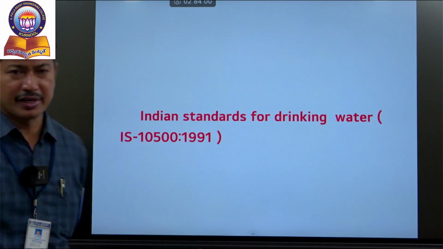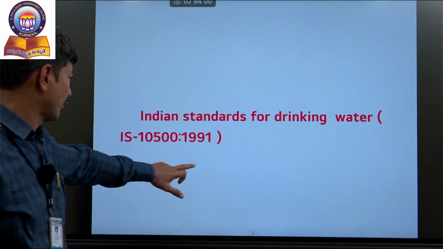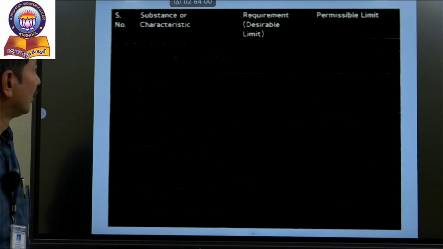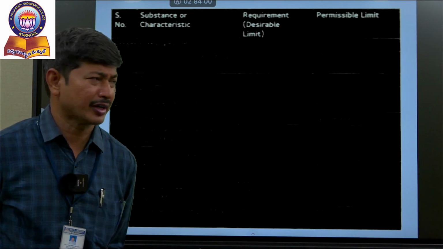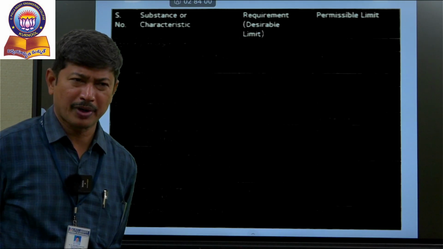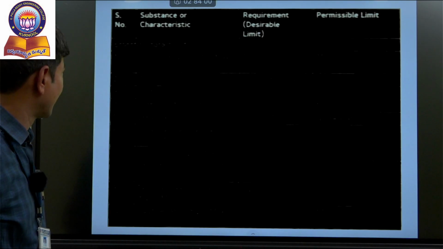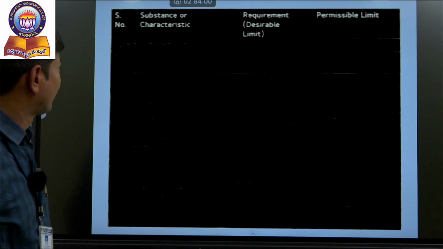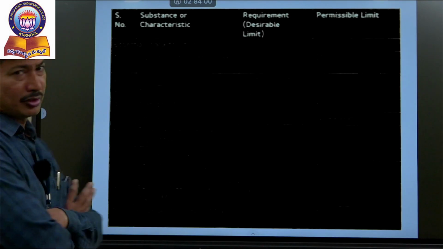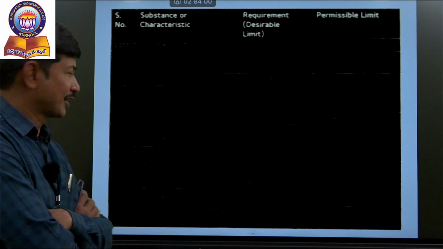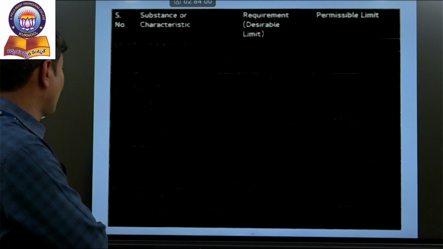As per the Indian standard for drinking water, the code is IS 10500. Two limits are given. Desirable limit means water within it is good for drinking, but the permissible limit is allowed in case there is no alternative source. As per the code, color is 5 desirable and 25 permissible. Water should be unobjectionable in taste. Turbidity is 5 NTU desirable, 10 NTU permissible.